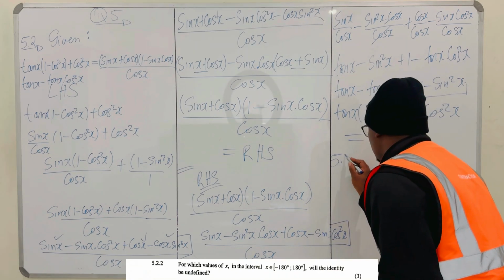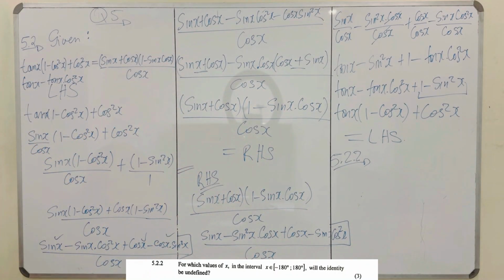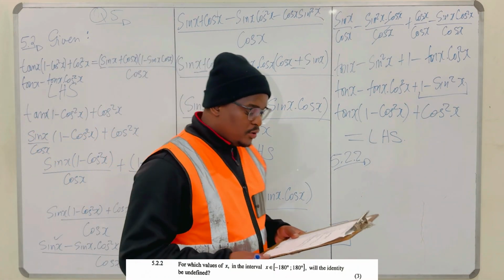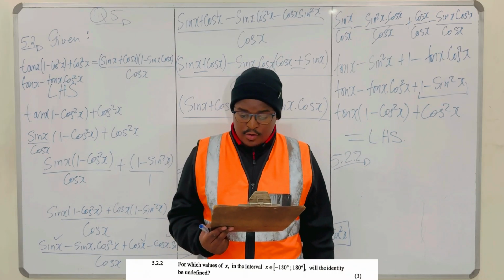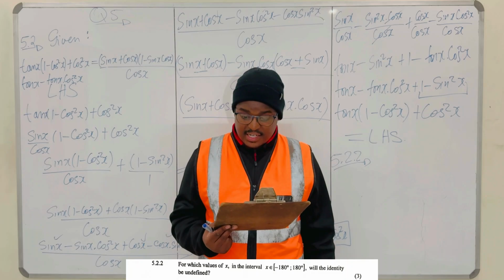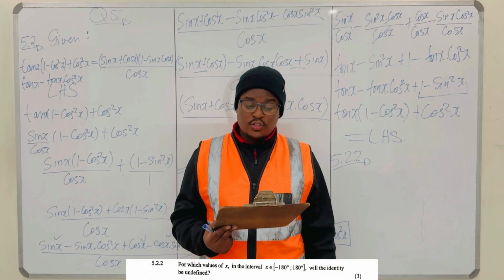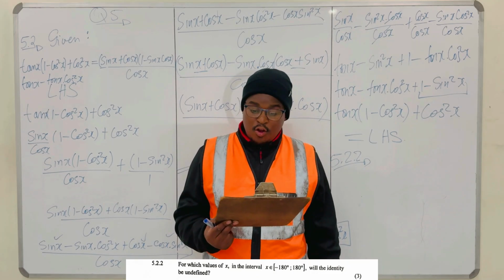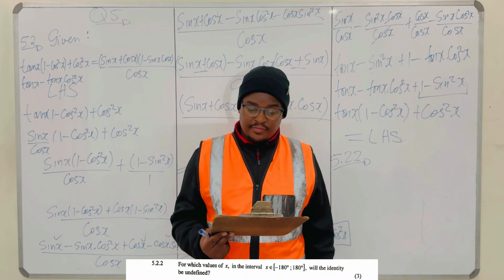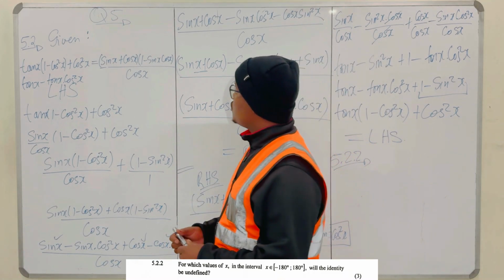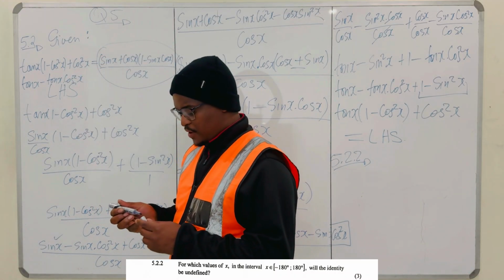So we're going to 5.2.2. At 5.2.2, they are asking for which values of x in the interval from minus 180 degrees to positive 180 degrees will the values of x be undefined. Actually, for which values of x on the given interval will this expression be undefined. So they're asking for what values of x will this expression here, which is the same as that, be undefined.